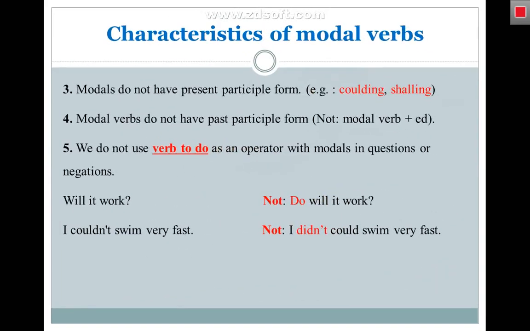Next, what do we have? The third characteristic is that modals do not have a present participle form. You cannot add ing to modals. You cannot say coulding, shalling, musting, etc.